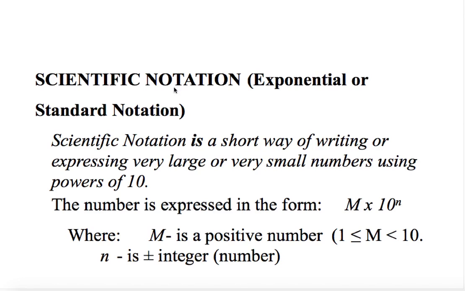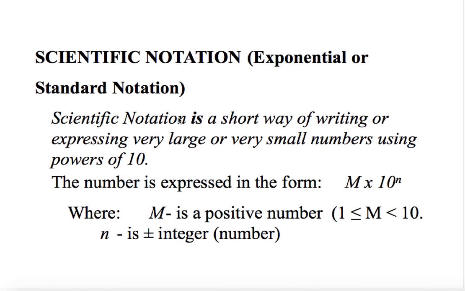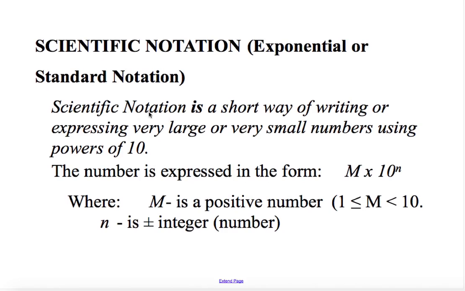So how can we write very big and very small numbers in scientific notation? Scientific notation is a short way of writing or expressing very large or very small numbers using powers of 10. Whatever number we have, we want to write it in scientific notation, in this form. Here, m must be a positive number. It can be equal to 1 or bigger than 1, and it must be smaller than 10.